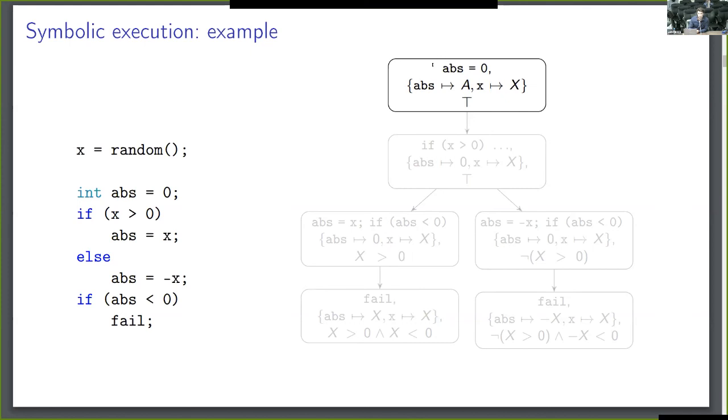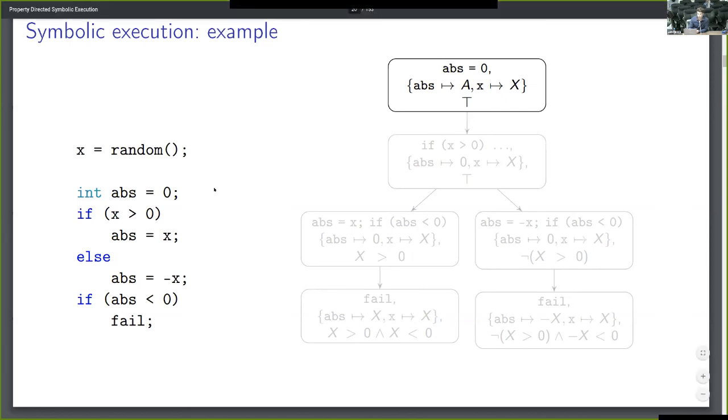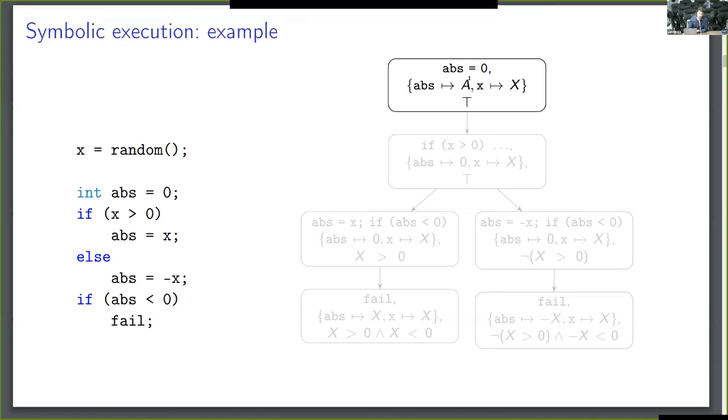So initially, our state is the first instruction of this program, writing 0 into ABS. And initially, the memory is filled with some non-deterministic values. Again, we represent the non-deterministic values with symbols. So let's say that variable ABS contains symbol A, and variable X contains symbol X. And of course, we can always reach the starting branch. If we started the program, we're already at this instruction. So our path condition is just the formula true.